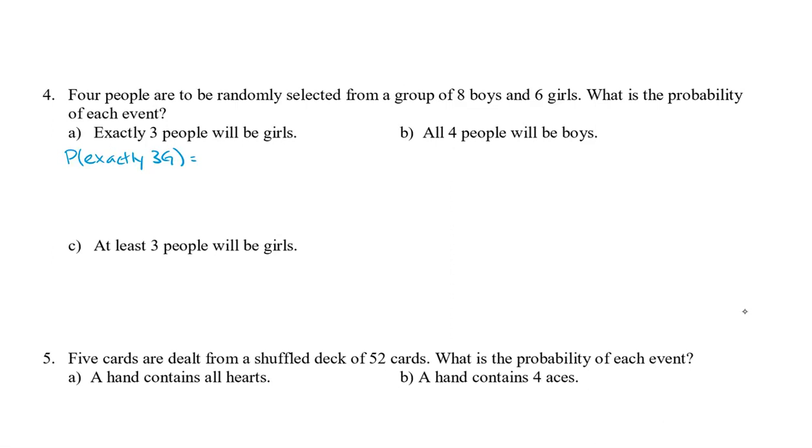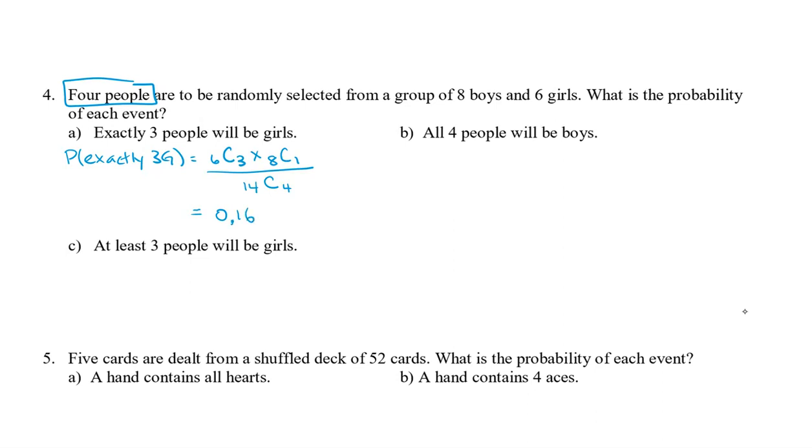So there are 6 girls to choose from, and I'm going to choose 3 of them. So 6C3 times, there are 8 boys to choose from. And because I want a group of 4 people, that means that I need 1 boy to make up that group. And that's going to be divided by 14, because there's 14 people altogether, C4. That's my total sample space. So no matter whether I have boys or girls, there are 14 people, and I'm going to choose 4 of them. So typing all of this out, we get 0.16.